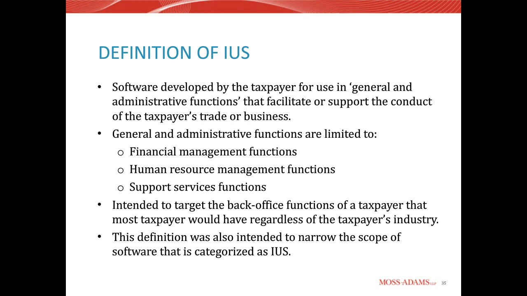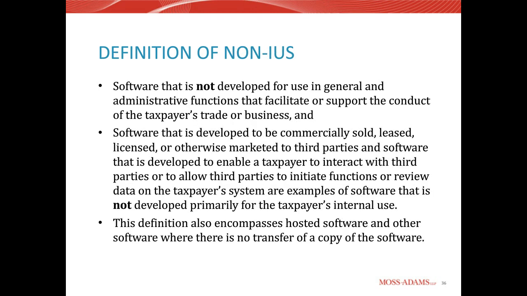So on the flip side of that coin, we think about, okay, well, what is non-IUS then? The two main points you want to think about there is obviously, like I just said, as far as the general administrative side of things, whether that is the main point of emphasis as far as the function of the software, and then secondly, thinking about whether or not the software is developed to be sold, leased, licensed, or otherwise marketed to some third party. Those are the ones that are not going to be IUS, and if that is actually the case, you would only need to satisfy the four-prong test that we had mentioned before.